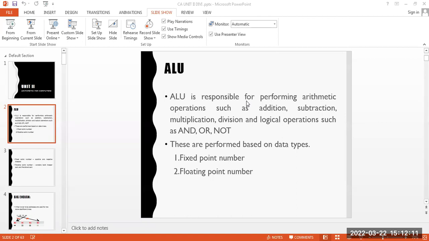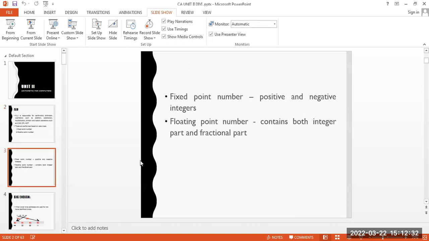In this ALU, the data can be classified into two types. One is fixed point numbers, another is floating point numbers. Fixed point numbers have positive and negative values. Floating point numbers have an integral part and a fractional part. So we have positive and negative integers, and floating point representation with both integer part and fractional part.